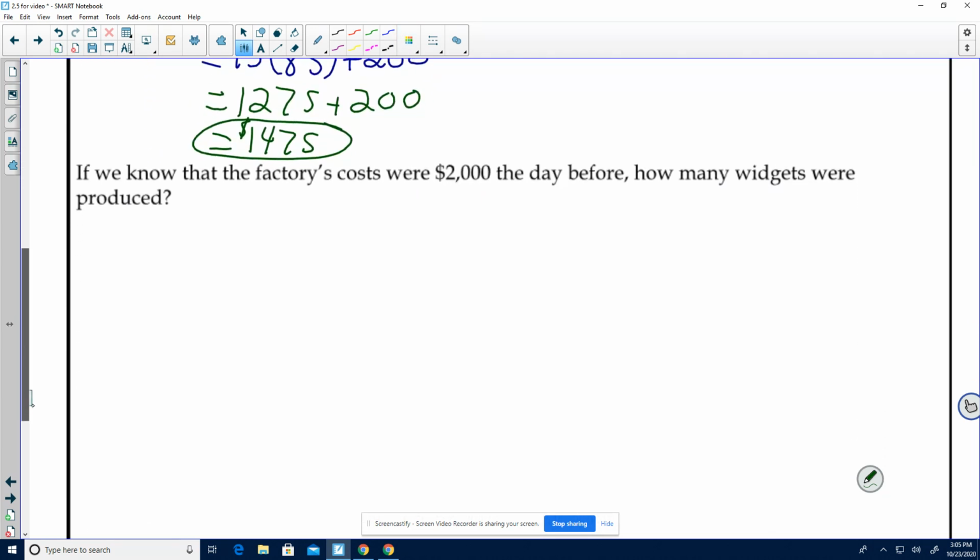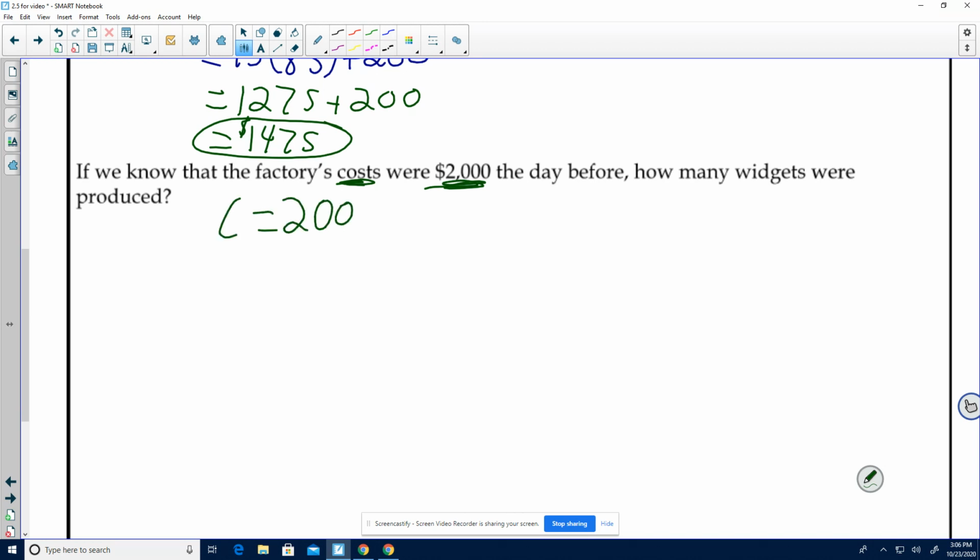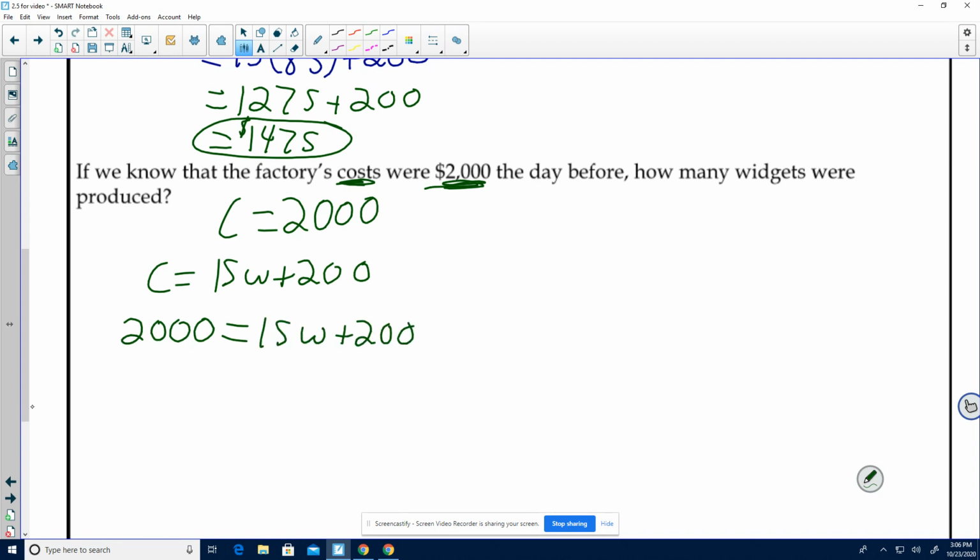So if we know that the factory's cost, so now they're giving us a cost of $2,000, how many widgets were produced? They're telling us that our cost is $2,000. So we need to take that $2,000, take our same equation, C equals 15W plus 200, and plug in 2,000 for C this time. Now look at this. We have to solve this two-step equation. I'm going to subtract 200 on both sides.